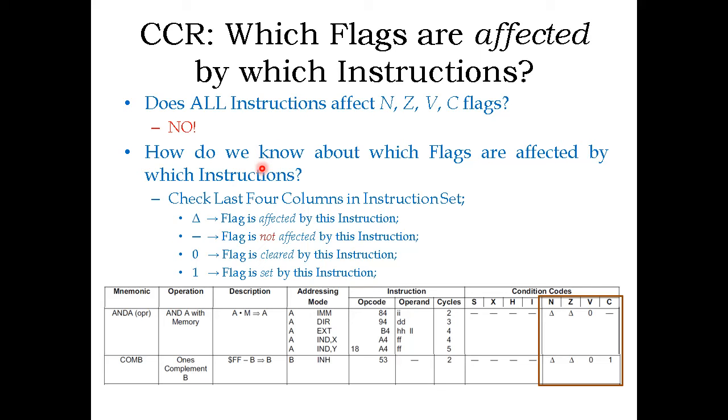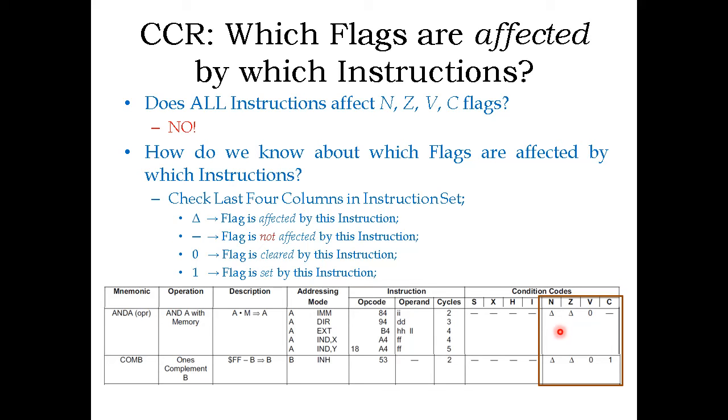We actually know it from the very last 4 columns of the instruction set. You see here I actually made a rectangle highlighting those 4 columns at the very right side of your instruction set. So for each instruction, you have these 4 columns at the very right side.